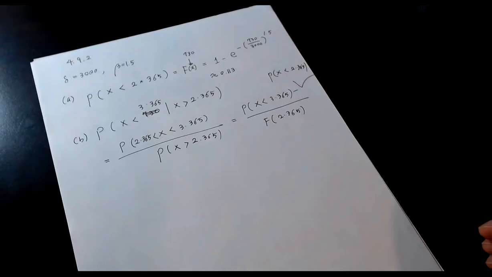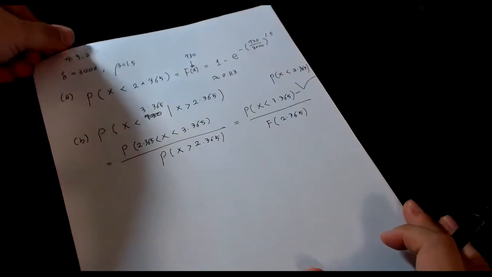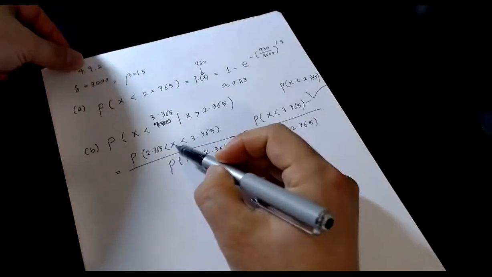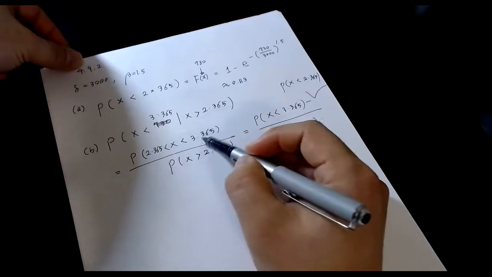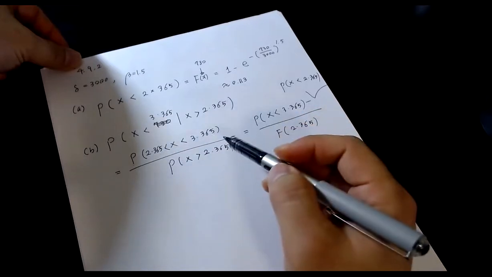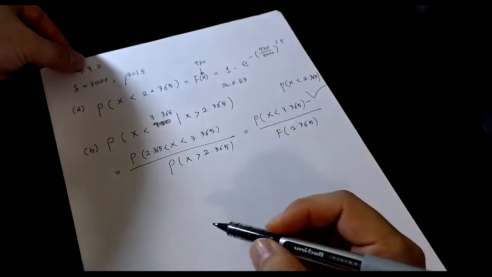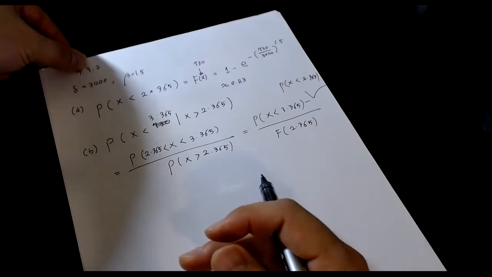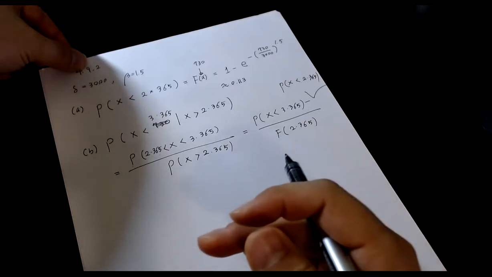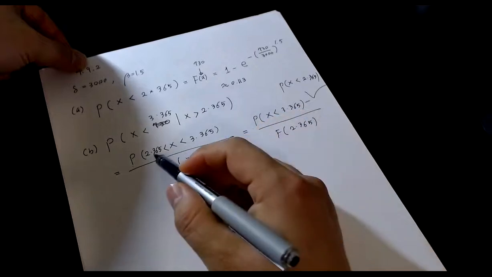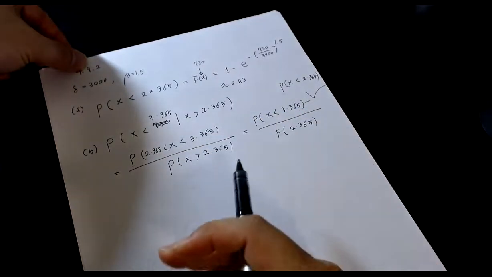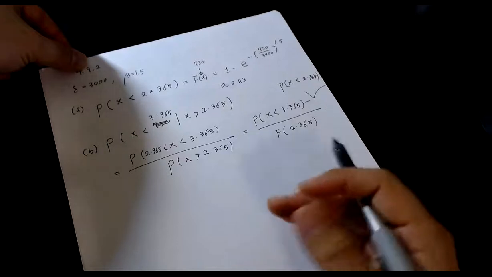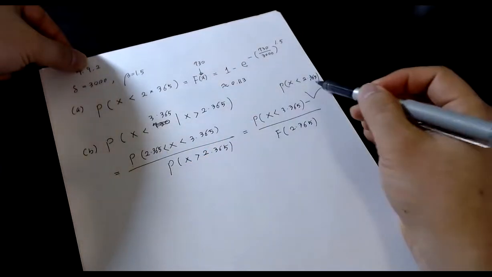Because x denotes the time to failure, the numerator is the probability that x is between 2 times 365 and 3 times 365. That means the starter motor will not fail within 2 times 365, so we have to subtract the probability that the failure happens within the time 2 times 365, which is this.